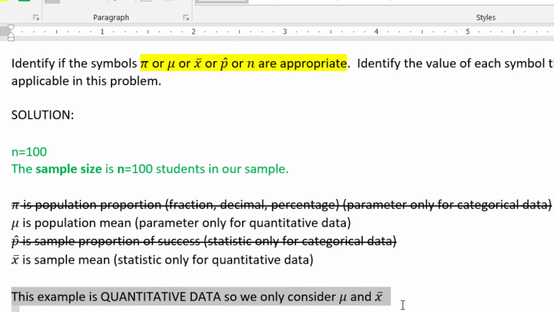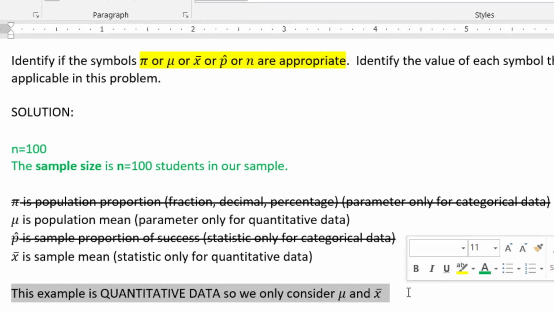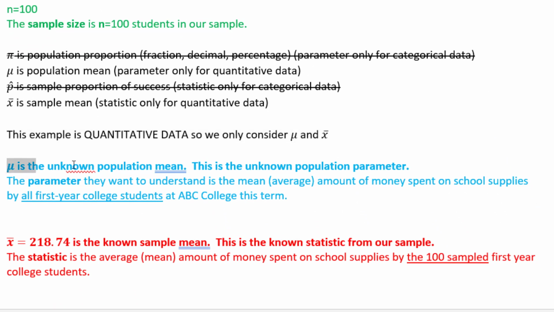So we're going to describe mu and x bar and find their values. Mu is the unknown population mean for the entire population, the average. It is unknown. We do not have the ability to talk to every single student at the college and find out how much every single student at the college spent on school supplies. So it's an unknown number. This average is unknown. Mu.